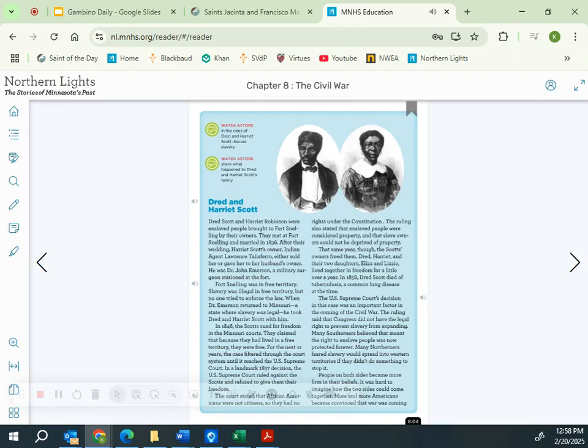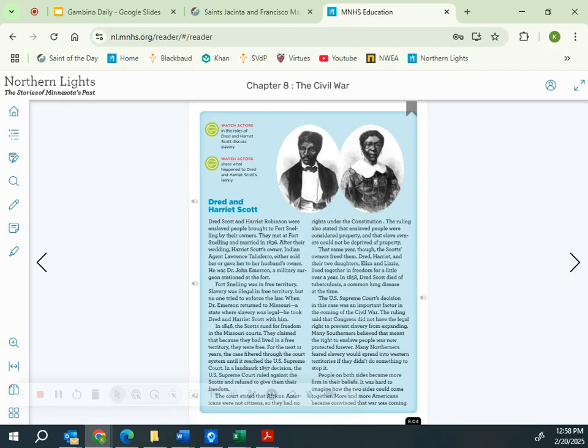So, they were up in Minnesota, free territory. Then they got brought down to Missouri, that's a slave state, and they said, wait a minute, we were living up in Minnesota and we were free. Now we're coming down to Missouri and we have to be slaves? No, we should be free. What does the Supreme Court decide? It goes all the way up the courts because everybody has different opinions on this. What does the Supreme Court decide?